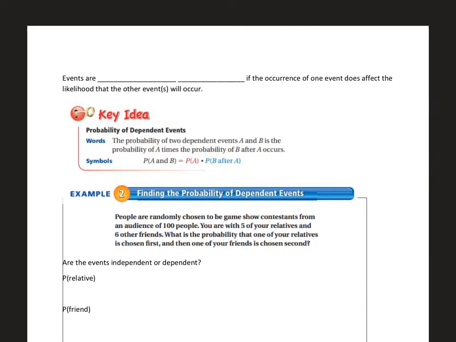Hello students, today we are going to go over the second half of lesson 10.5, which is covering dependent events. Events are dependent events if the occurrence of one event does, this is a keyword, affect the likelihood that the other event will occur, okay? So the first probability will just be normal. It'll be what you think it is, but the second one will be affected from the first.